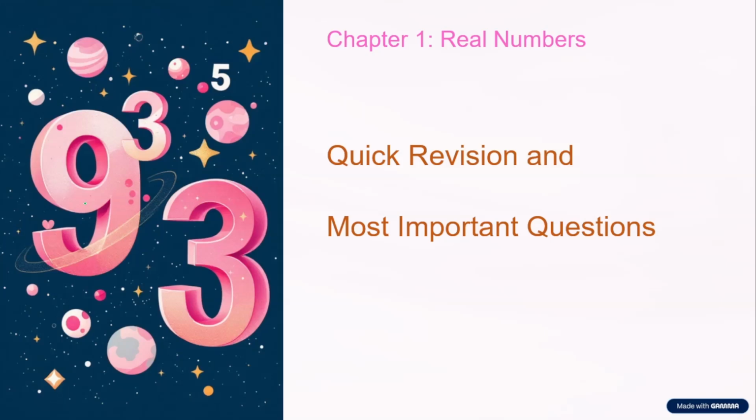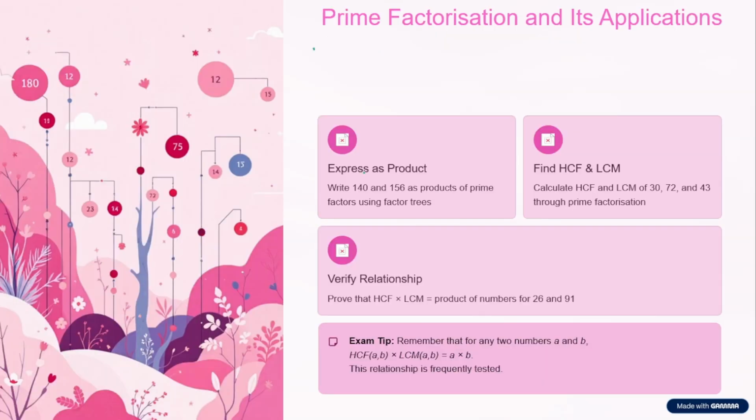Okay. Now, chapter number 1, real numbers. Quick revision and most important questions. Prime factorization and its application. First topic is express as a product. Write 140 and 156 as products of prime factors using factor trees. As you noted, how to make the factor trees of the number. So do practice of this type of sum for the board examination.